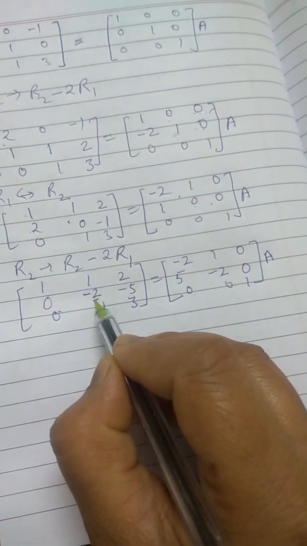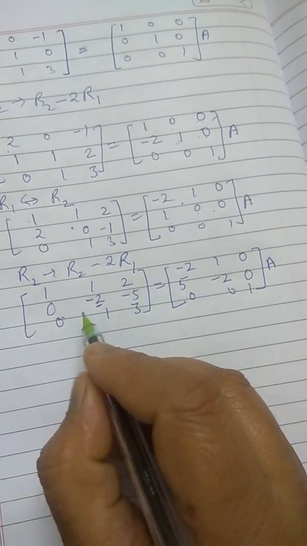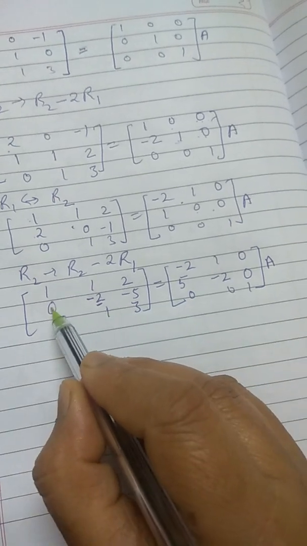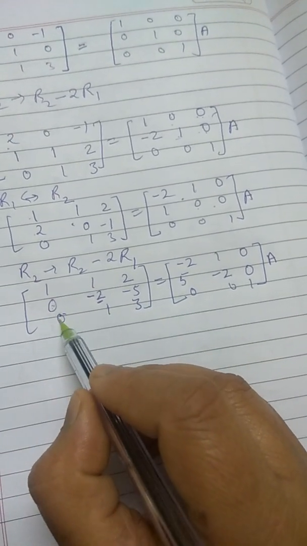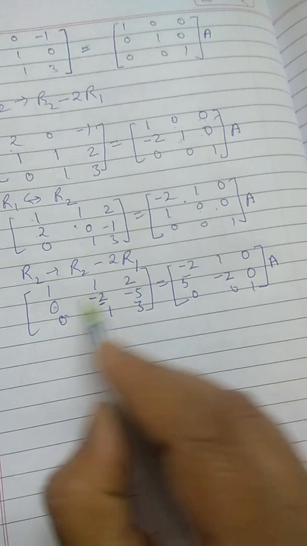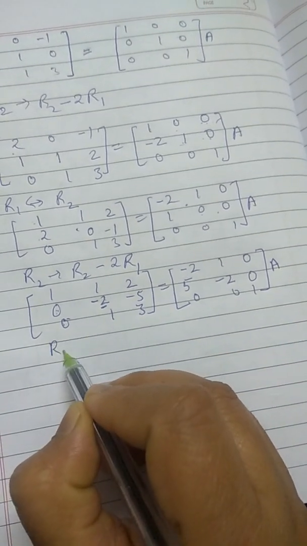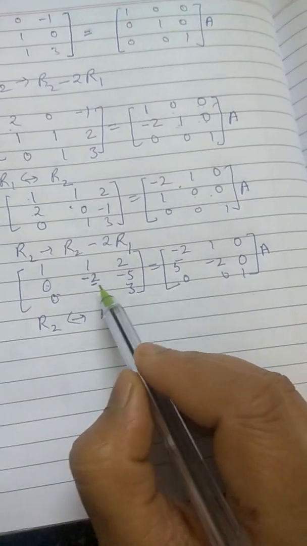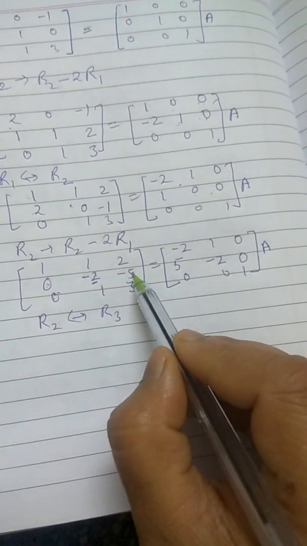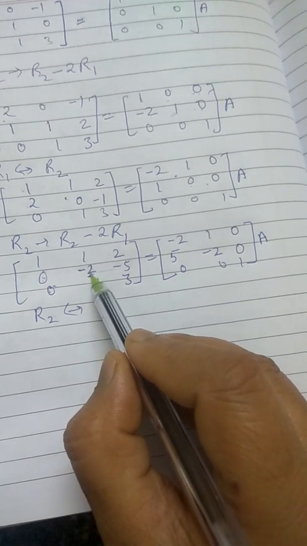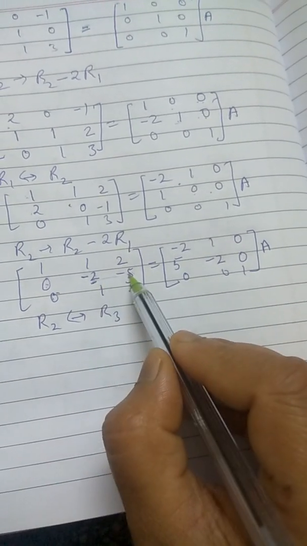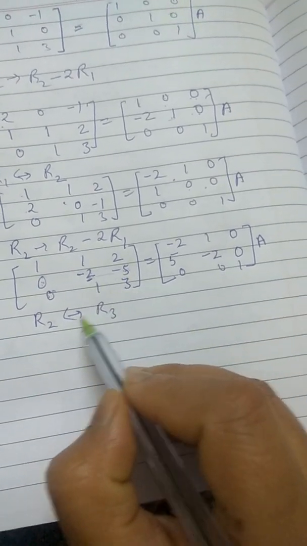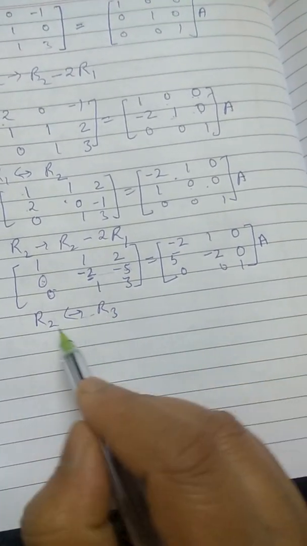Now we have to make this element 1. To make it 1, either we can interchange rows, and there will be no change because 0 0 is there. We can interchange R2 with R3. Also we can divide by -2. When we divide by -2, you will get 1, but here you will get fractions. Therefore, instead of doing that, we interchange R2 with R3.